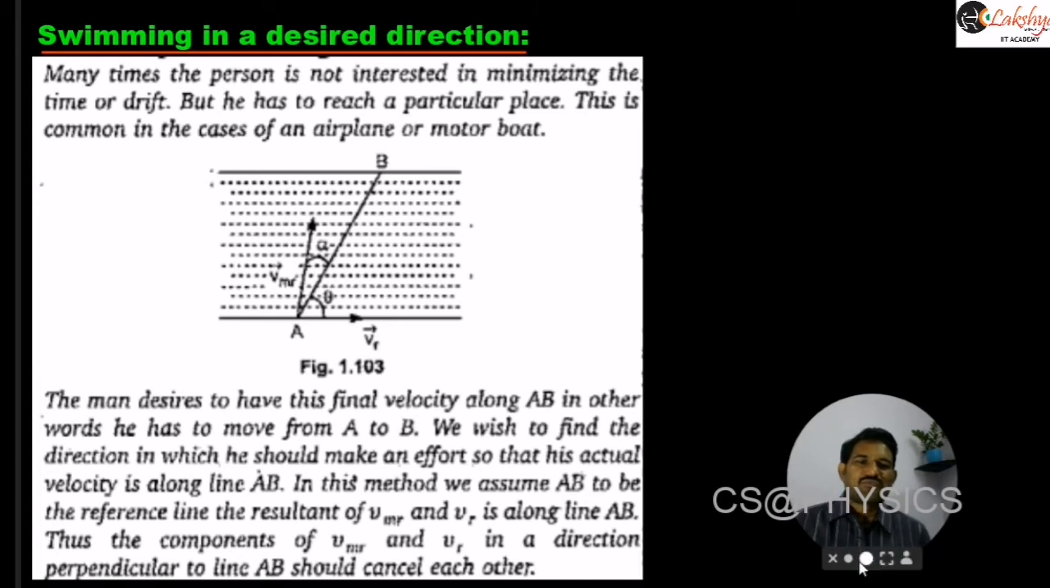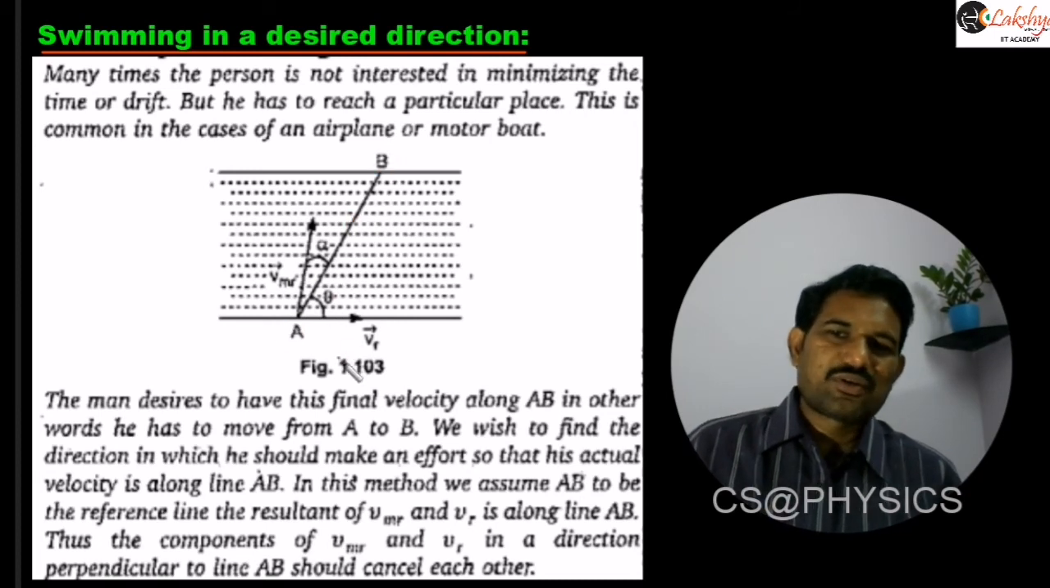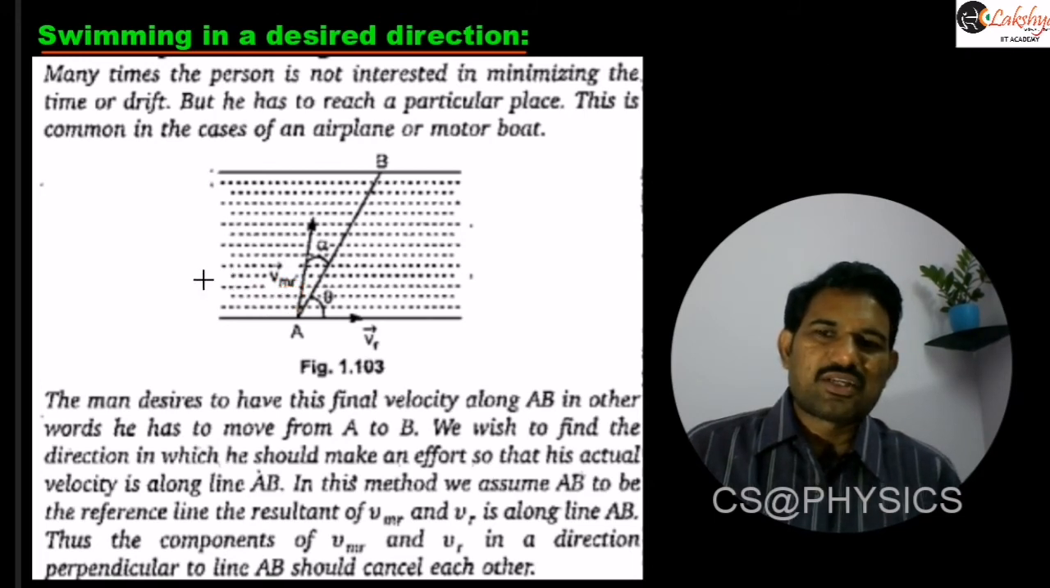So for this, if you take the direction AB, the only concept here is this is VMR. VMR is nothing but the velocity of the boat with respect to the man, or which is our general notation, the velocity of the boat with respect to the river.